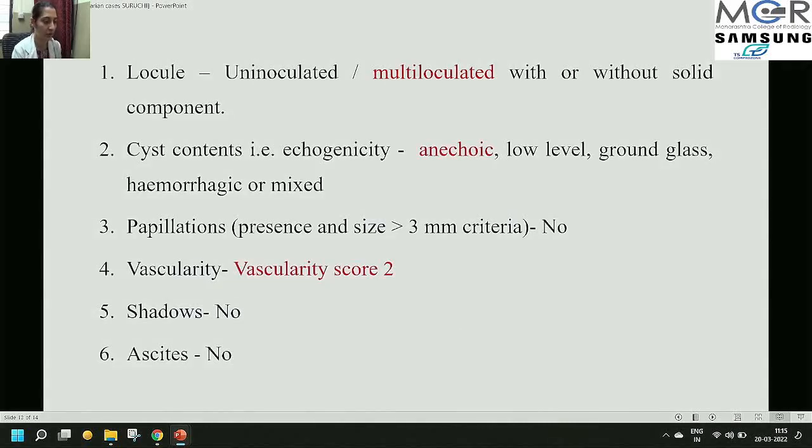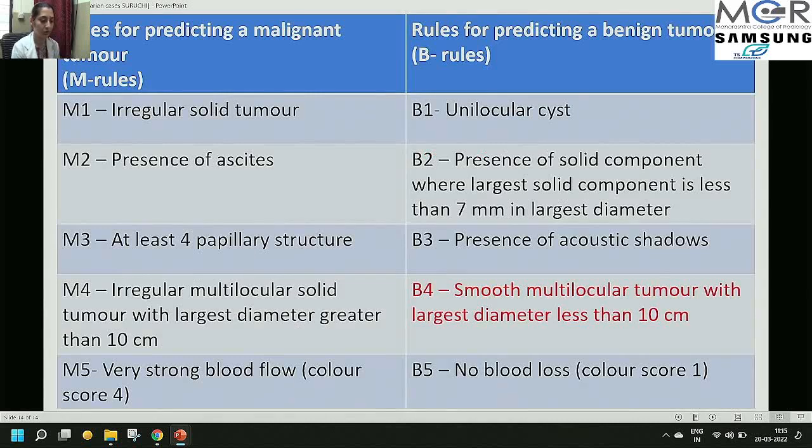According to IOTA, it is a multiloculated lesion without any solid component. Anechoic cystic component within the lesion. No evidence of papillations. The vascularity score is 2. No shadows or ascites noted. According to simple rules, it is a B4 lesion, that is a smooth multilocular tumor with largest diameter less than 10 centimeter.